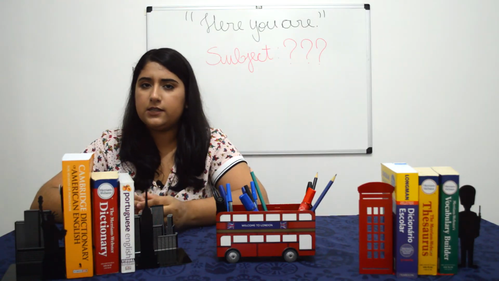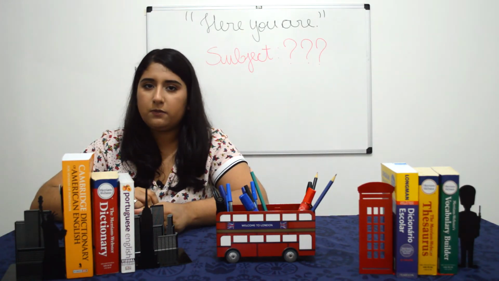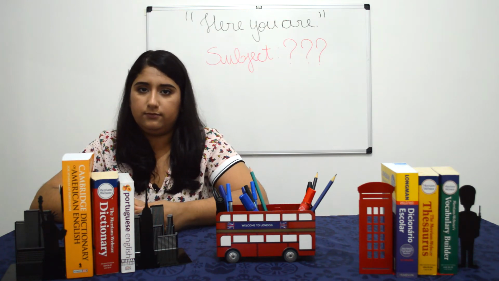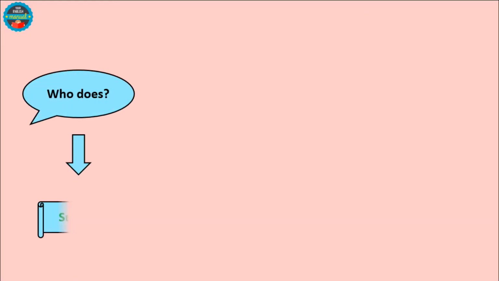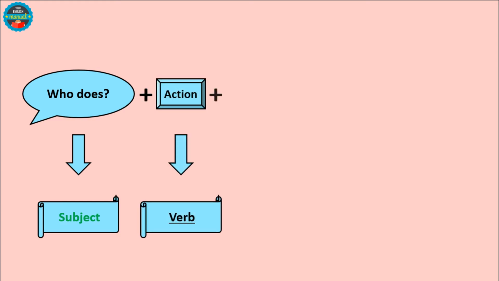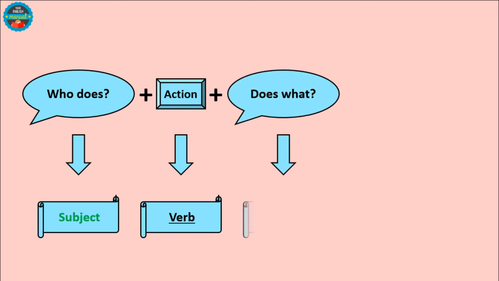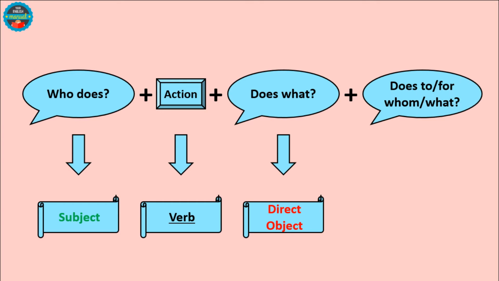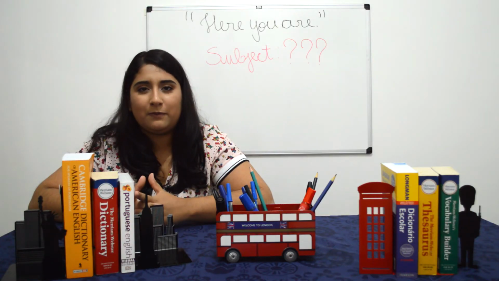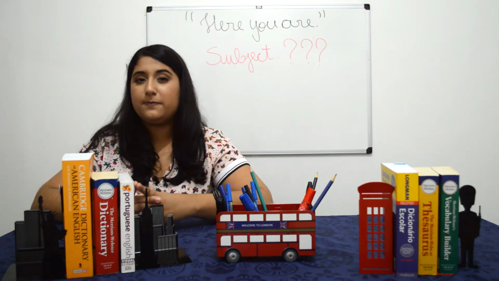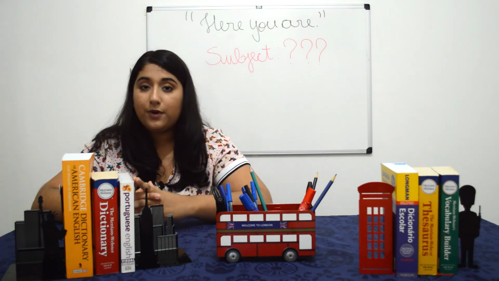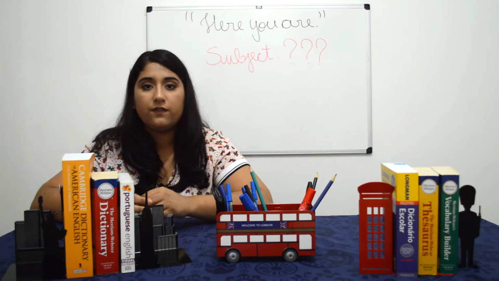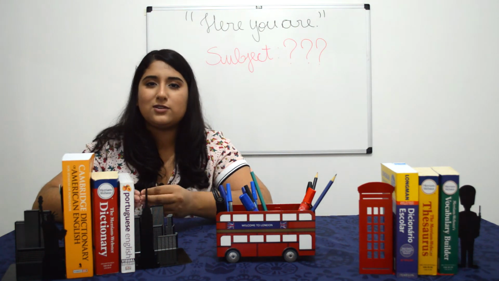Before we continue, there is a detail we must talk about. Do you guys remember the rule we just showed you? Who does? That is the subject, plus action, that is the verb, plus does what, that is the direct object, plus does to or for whom or what, that is the indirect object. Do you remember that the indirect object comes before the direct object? Well, sometimes we can swap the position of the direct object with the indirect object.